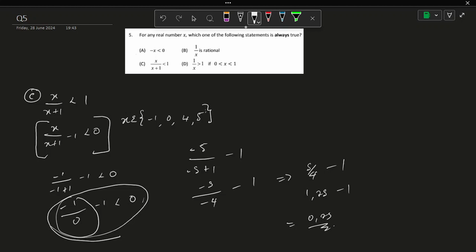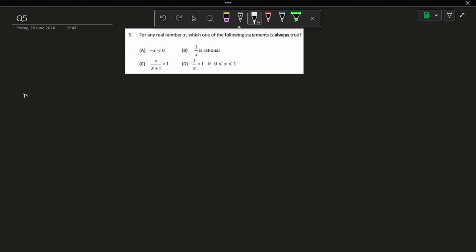So we now know that A, B, and C are wrong. D can be our answer, but let's check if it is true. Right now, let's test D. D says 1 over x is always greater than 1, given that x is between 0 and 1, right? Now let's test this. Here we don't have to take 1 to the other side. It's actually simpler this way, right?